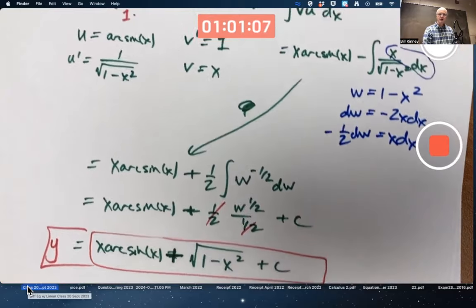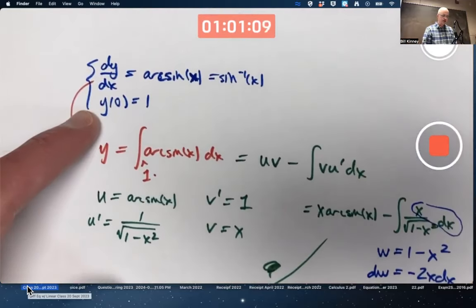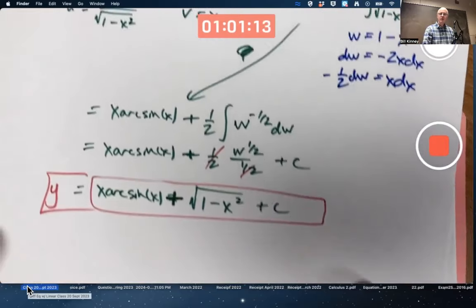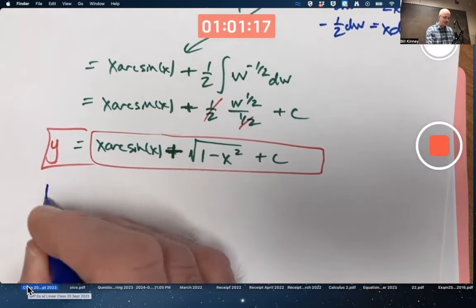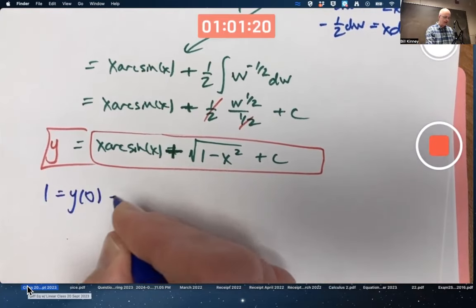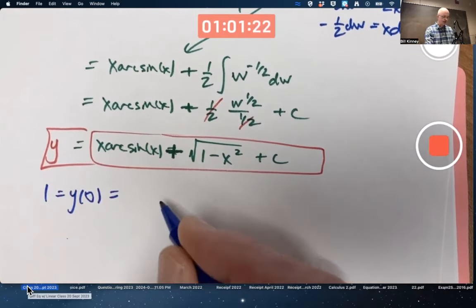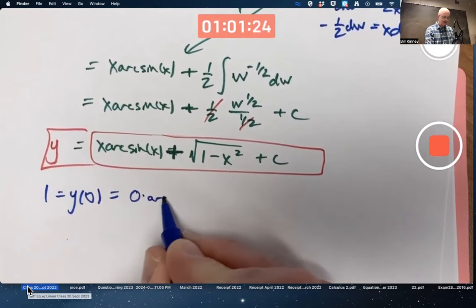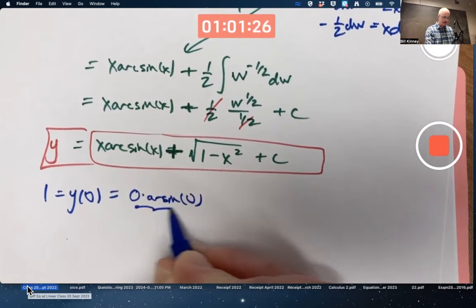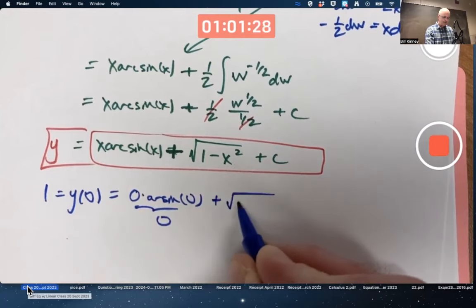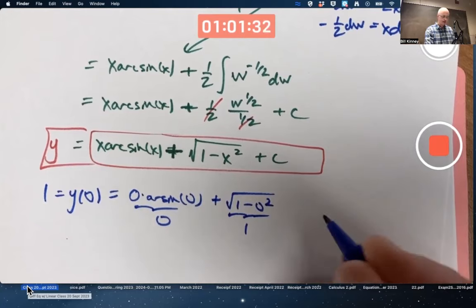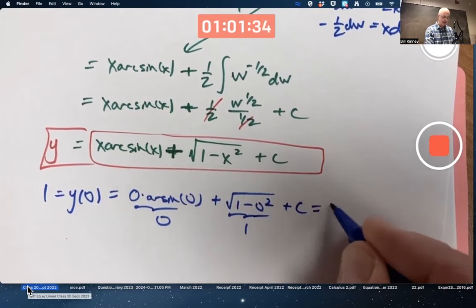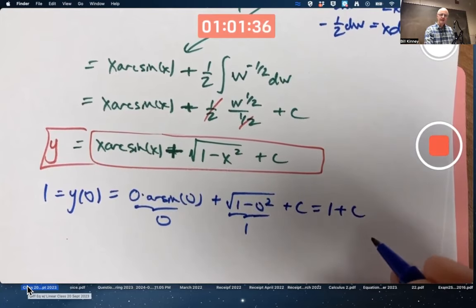What about the initial condition? Same as the initial condition as the previous example, y of 0 equals 1. Does that mean the c will equal 1? No, in fact, in this case, it doesn't. C is not always the initial value. Yes, this thing is 0, but this thing is a 1. This simplifies to 1 plus c.